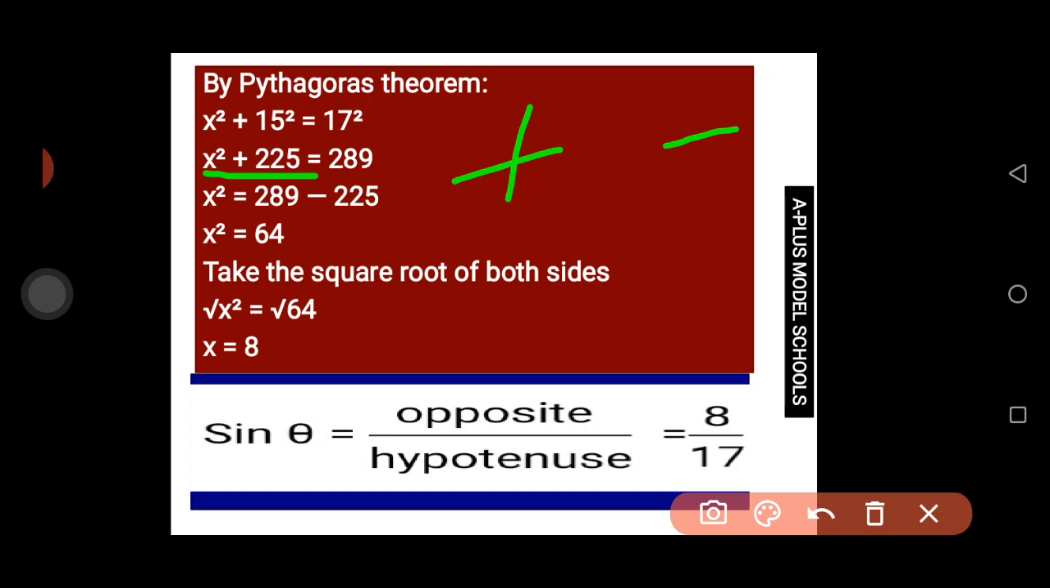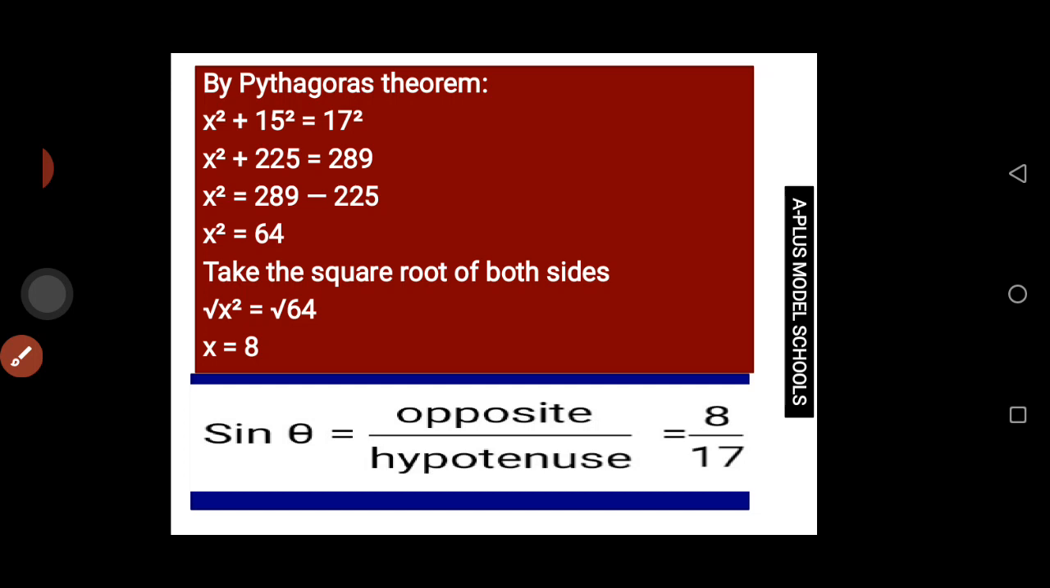Taking the square root of both sides: if you want to remove a square, you use the square root, and if you want to remove a square root, you use the square. So the square root of x squared is equal to the square root of 64. The square root of x squared is x, and the square root of 64 is 8. Since I've gotten the opposite side, I can go back to the diagram and put the value of x there. Now I can look for the value of sine theta, which is opposite all over hypotenuse. My opposite is 8, and my hypotenuse is already given, which is 17.